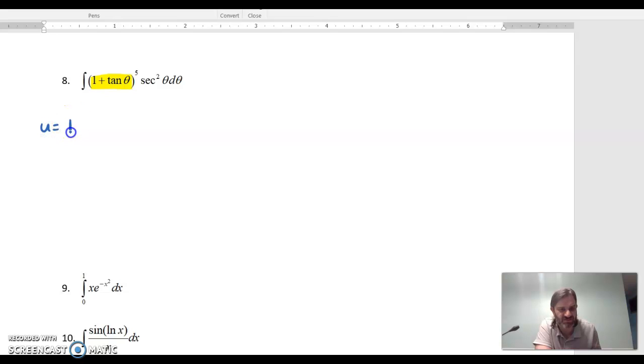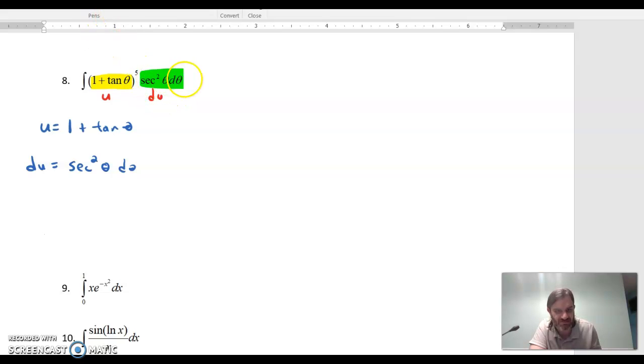So we'll let u be 1 plus tangent theta. So derivative of that, du would be secant squared theta d theta. That is going to be beautiful. So we're letting the 1 plus tangent be u, and then we let the secant squared theta d theta be du. So that matches up perfect.